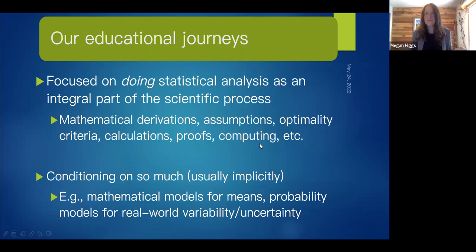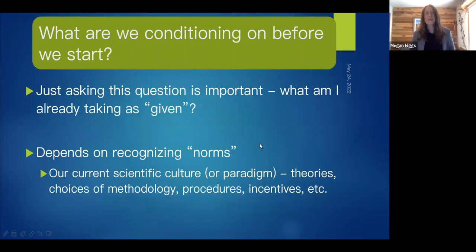For example, a couple of things you can point to that we condition on a lot without thinking about are just using models for means. We tend to jump right to a focus on averages and models for means because that's what we have available, and very rarely step back to think about whether a mean is actually the thing I'm interested in here. That's just one little example.